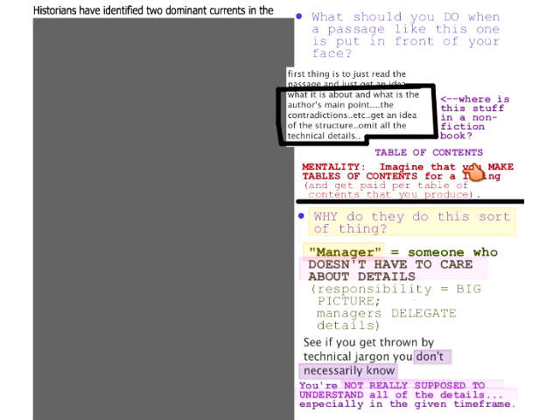I'm very slow. Okay. Imagine that you make tables of contents for a living. I mean, this is actually a very good analogy, because if you were paid per table of contents that you made, you would not waste any time reading anything that you did not have to read, because you would want to make more money by making other tables of contents.